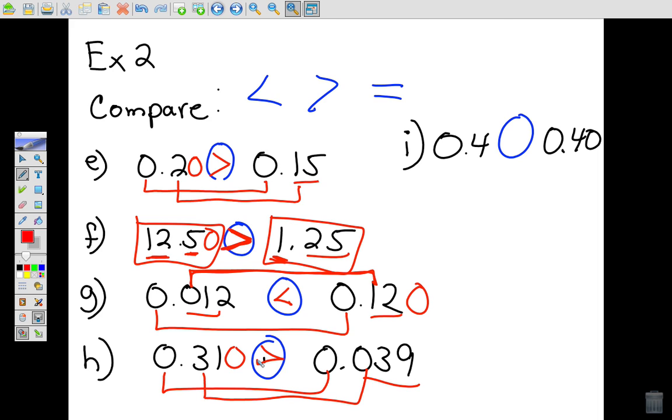All right, over on the side, I'm comparing 0.4 to 0.40. Let's see, 2 places to the right. Let's add a 0, so I have 2. What do you notice? They're the same. They're equal.